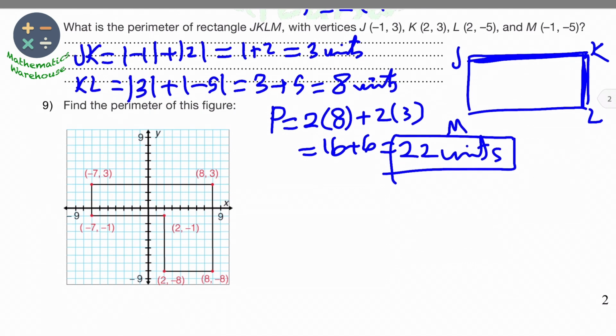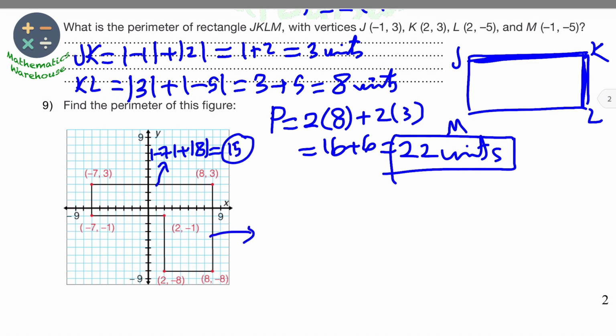Next question, find the perimeter of this figure. As we know, the perimeter of the polygon is the sum of all of its side lengths. So now we have to find the length of each side in this polygon. Here for the first one, we have (-7, 3) and (8, 3). They have the same y coordinate, different only in x coordinate, and they have different signs. So it's the absolute value of -7 plus the absolute value of 8, which is 7 plus 8 equals 15.